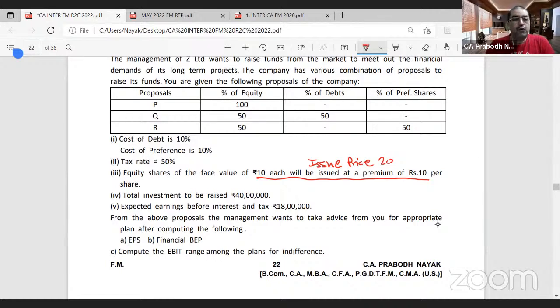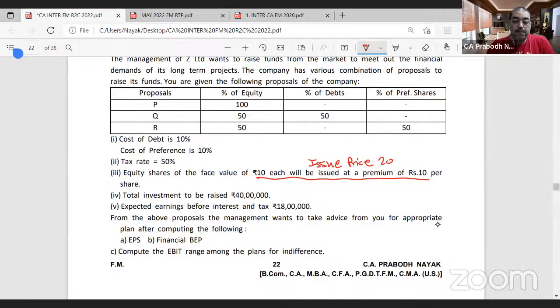Now, whenever you have to make a selection out of the different plans available, the selection is always to be done on the basis of EPS. Whichever financial plan gives you the highest EPS, that financial plan will be selected. So they have asked you to calculate the EPS of the 3 financial plans and also the financial break-even of the 3 financial plans.